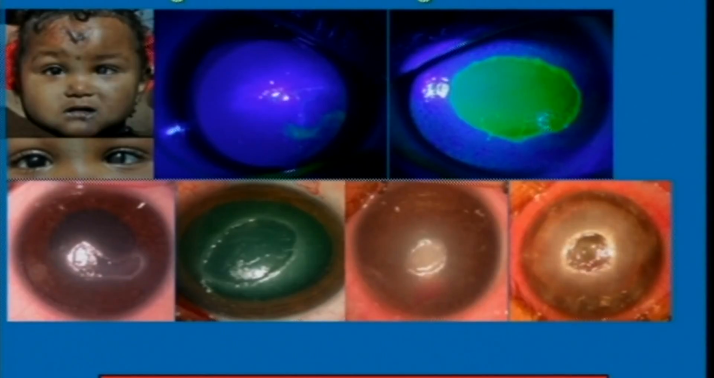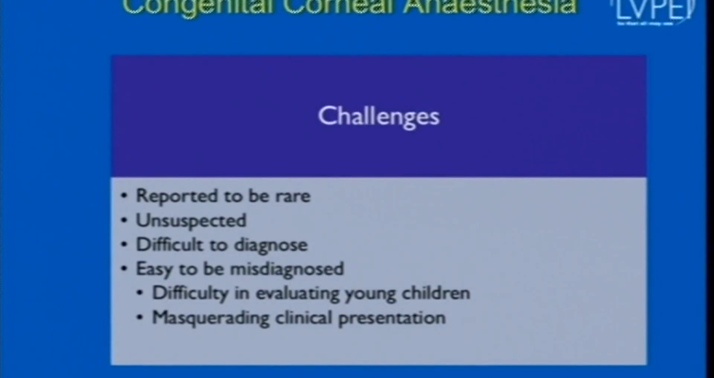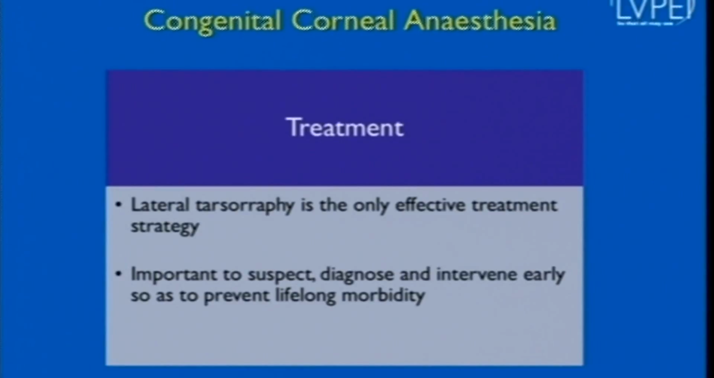It goes through the stages of an initial geographic dry spot formation, followed by an epithelial breakdown and stromal lysis, which can further go on to a corneal perforation. It is a challenging disease to diagnose, and it is often misdiagnosed, with the only effective treatment strategy being a lateral tarsorrhaphy. A number of studies have been done to theorize the etiopathogenesis of this disease.